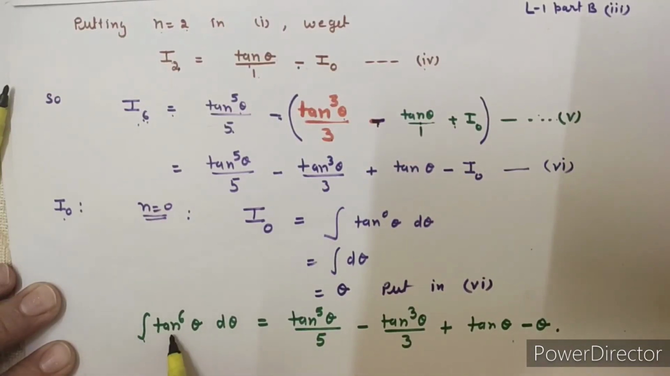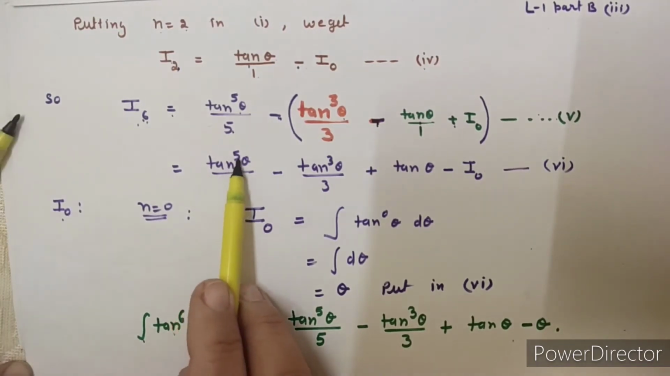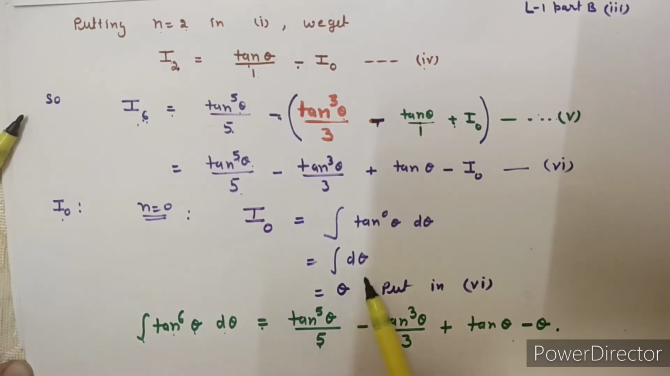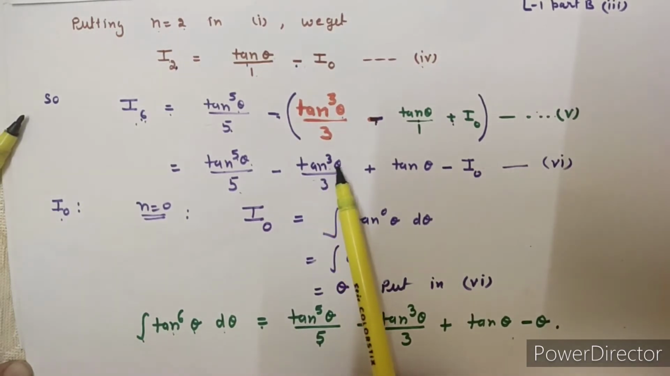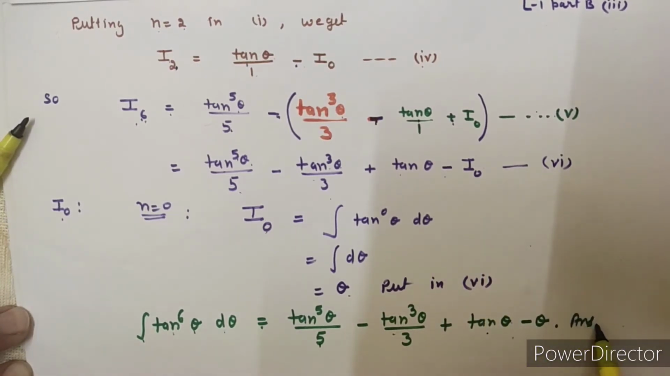I6 is the integration of tangent^6 theta d theta, which equals tangent^5 theta upon 5, this term, minus tangent cube theta by 3 here, plus tangent theta, this one, and I0's value is theta here. So this is the required answer for this integral.